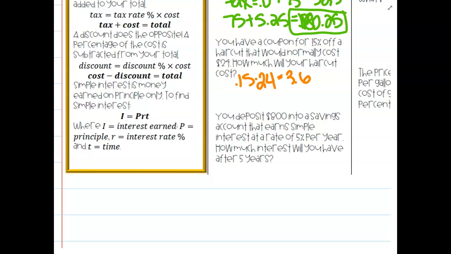So to find the total cost, you normally would have to pay $24, but with the discount, you don't have to pay $3.60. So you are going to pay $20.40 for that haircut. Is the answer to that 80.25? Yes, 80.25.